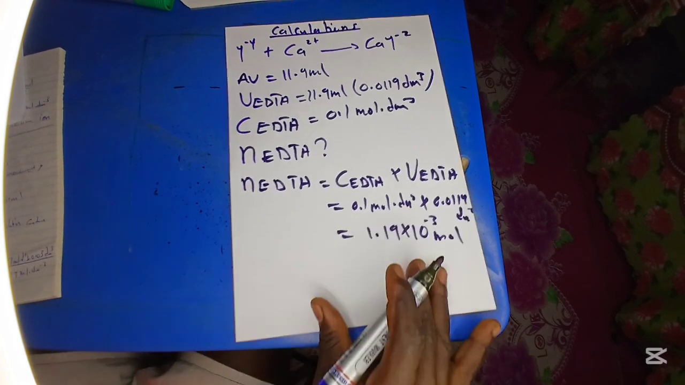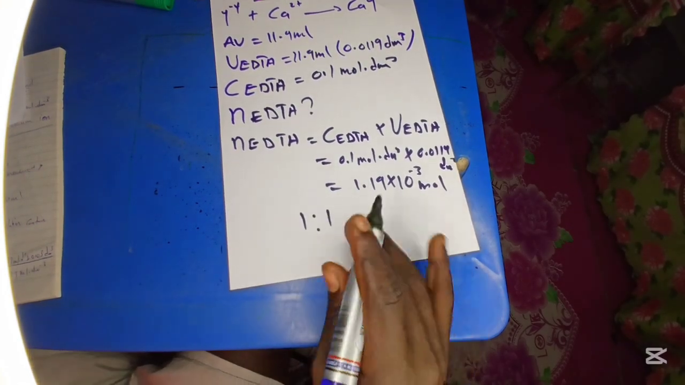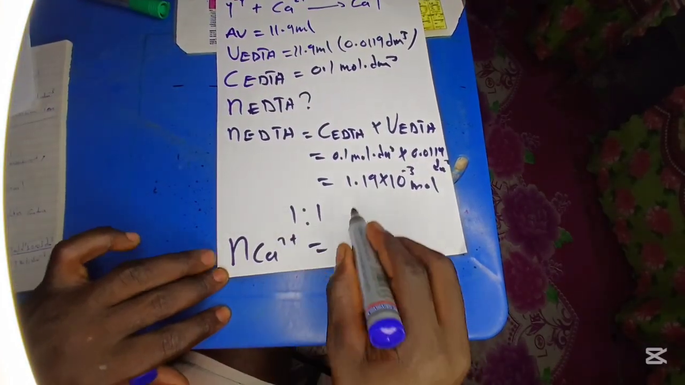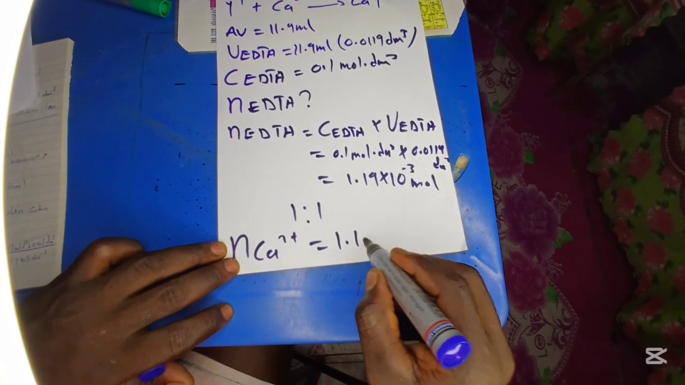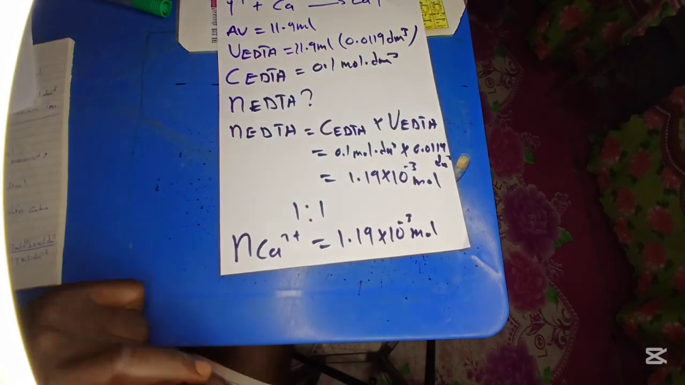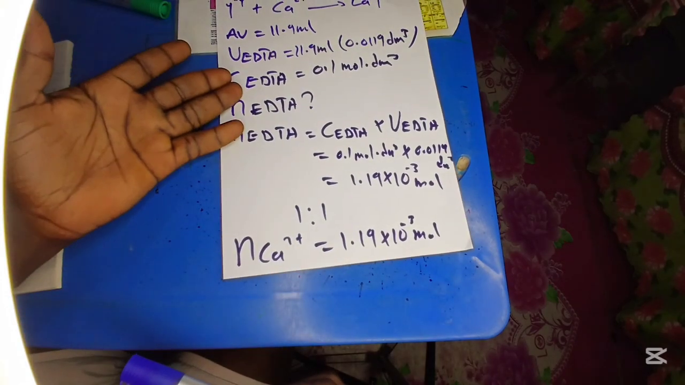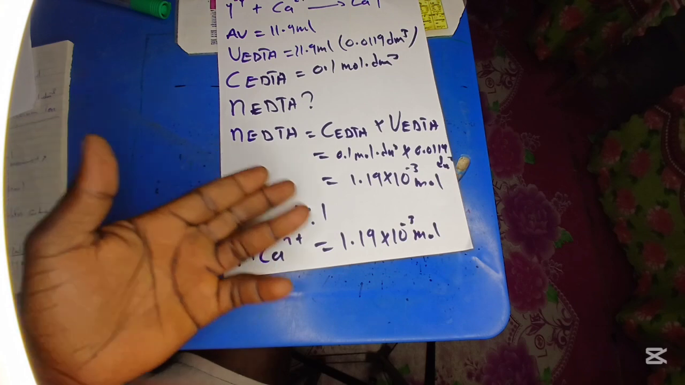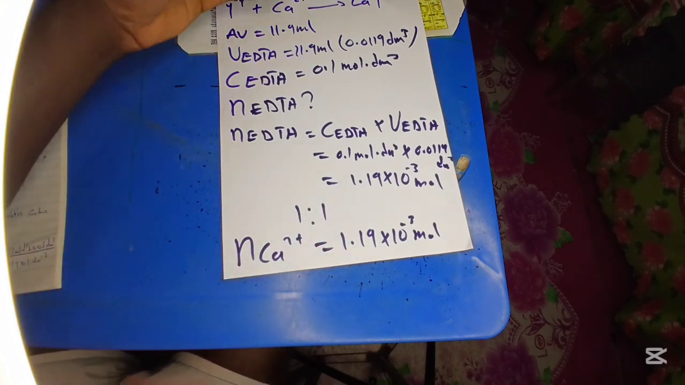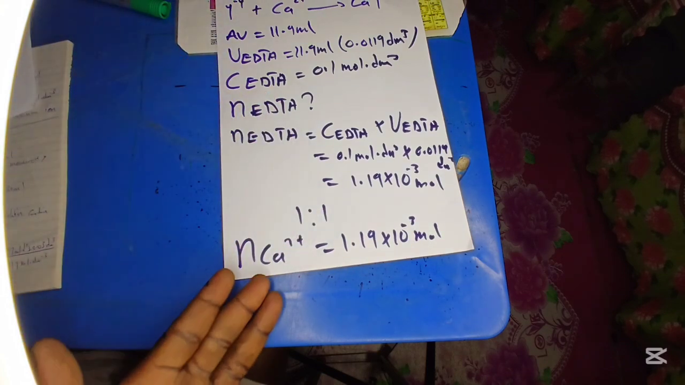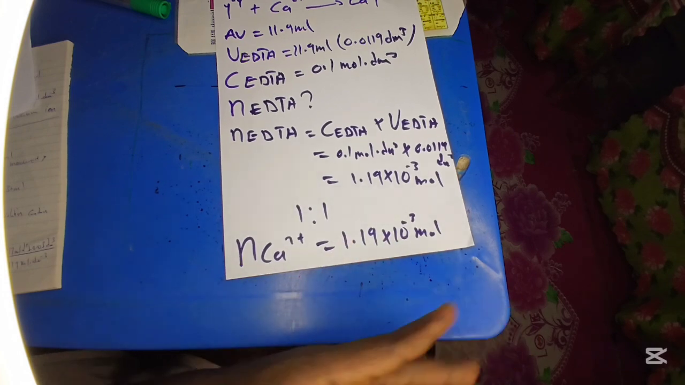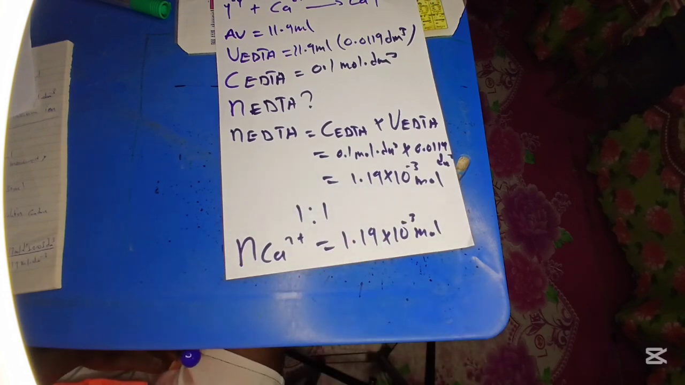So now, since we got a ratio of 1:1, that means the moles of Ca2+ is the same as this. It's going to give us 1.19 × 10^-3 moles. I hope you are getting me. Now that we used this procedure, we calculated the moles of EDTA, and now we look at the stoichiometric ratio. Since the ratio is 1:1, we get moles of Ca2+ to be 1.19 × 10^-3 like this. What's the next thing we have to do?